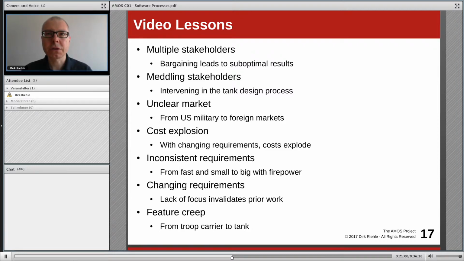And the causes of this problem of feature creep are, for example, here, multiple stakeholders with different goals. Also meddling stakeholders who are involving themselves partially in the design of the tank in this case. From a product management perspective, there's also an unclear market. The feature creep leads to a cost explosion because you just can't nail down things. There's constant rework, constant change, etc.